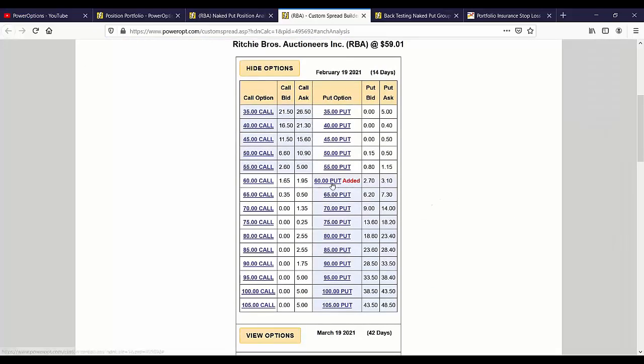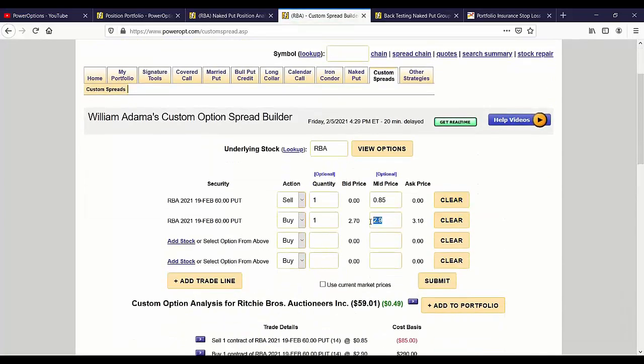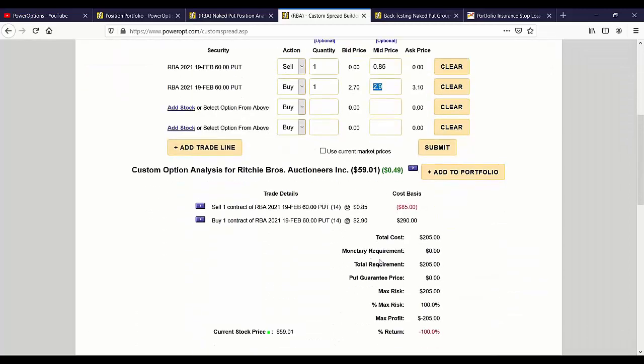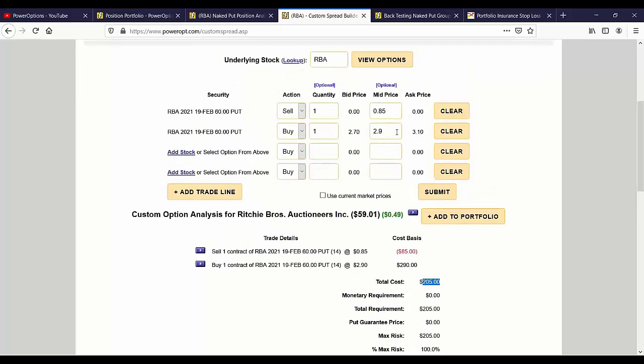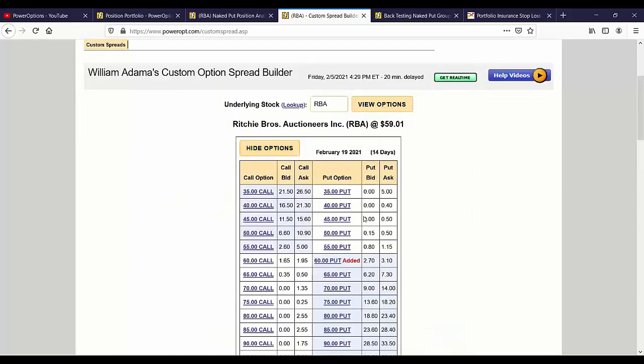Now, I have to simulate closing this option first. It already shows me that it's been added. But I'm going to click that text link again for the 60 put, and now it'll be added into the second line of my entry grid. We're going to buy it back at midpoint. So that's going to be at 290, right? So what do I know now? I know that essentially I'm sitting at a debit of 205 after I close this put. That's what I need. I go to February.